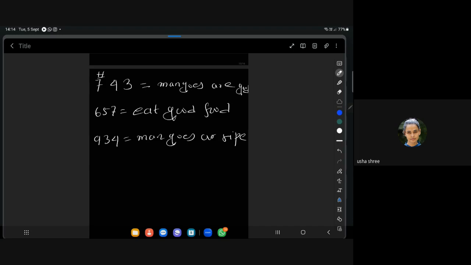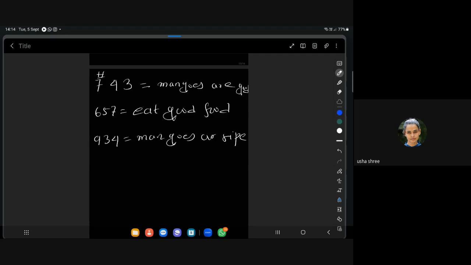So these are the hints they have given you. They have directly asked you that in a certain language, 743 means mangoes are good. So I have written 743 is equal to mangoes are good. Whatever they give you, you just write it down. This is not our condition. This is the condition given by the examiner, that 743 means mangoes are good.